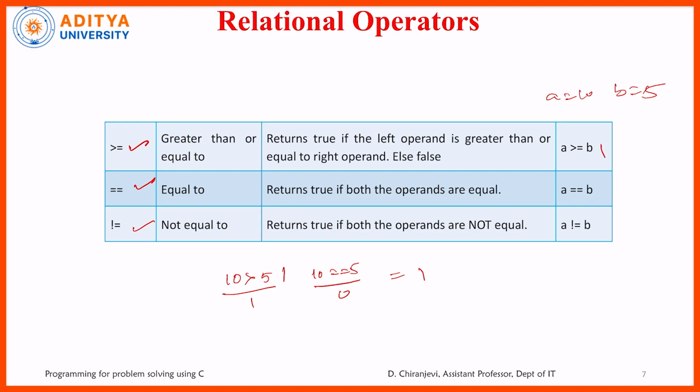Then equal to: 10 equal to 5 is not equal, so you will get false, that's why you will get 0. Then a not equal to b, where a is 10 and b is 5, so 10 not equal to 5 is true, so in this case your result is 1.